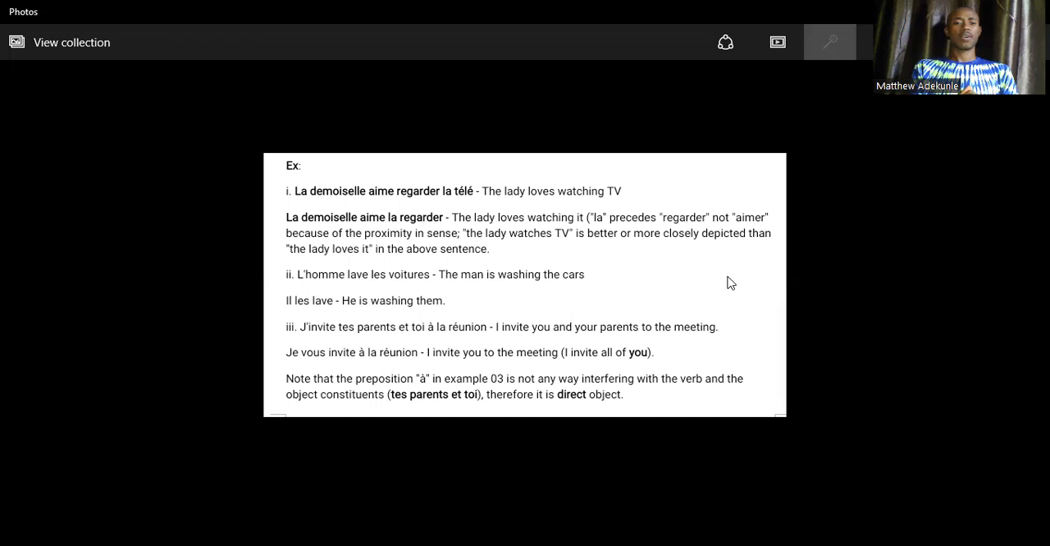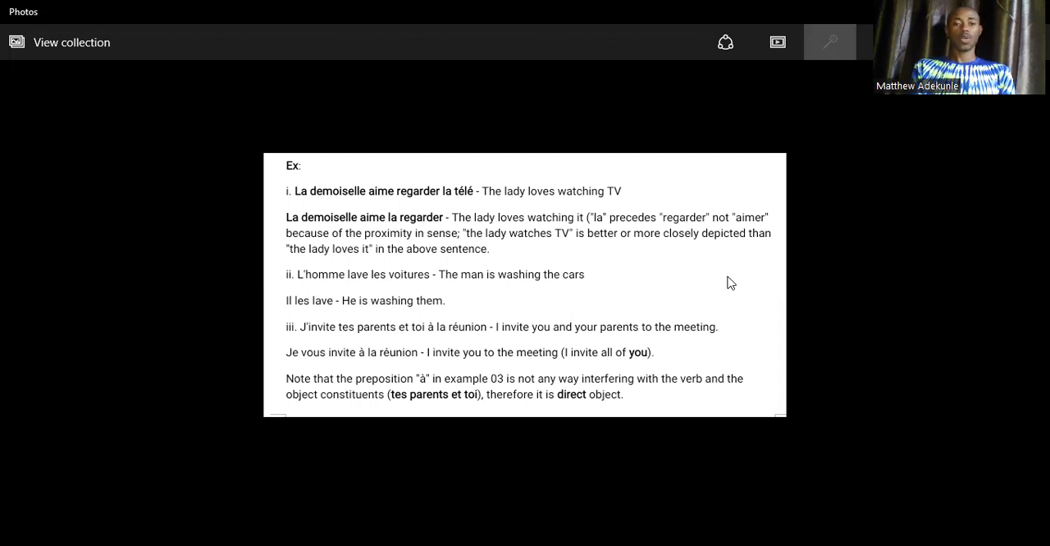So we go to the second sentence there, l'homme lave les voitures, which means the man is washing the cars. In other words, the man is washing them. So how do we replace them? Because we are talking about the cars, and it is plural, we'll pick les. You can go back to the first table that I showed you for this broadcast. So il les lave. He is washing them. Il les lave. The direct object pronoun, the COD, has to come before the verb. All right. So il les lave.